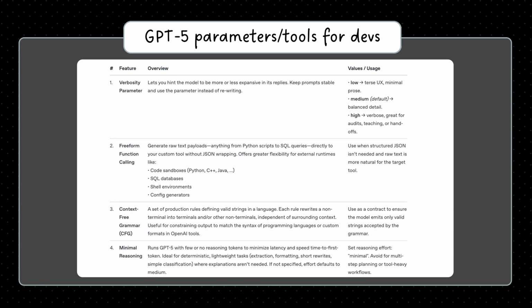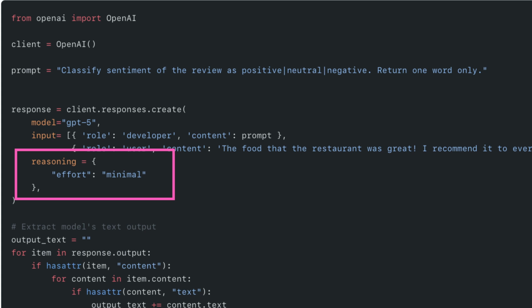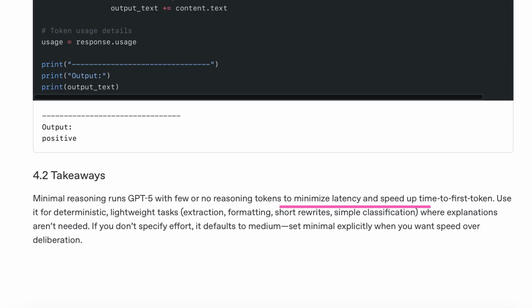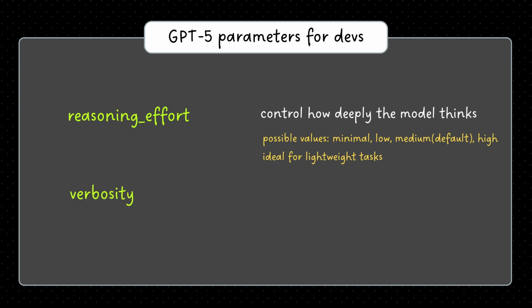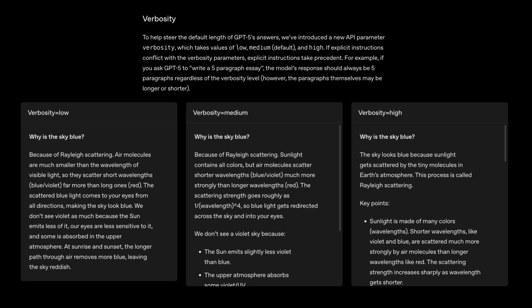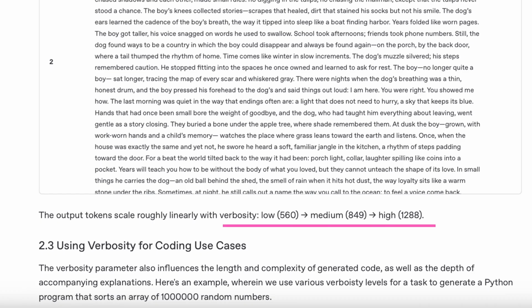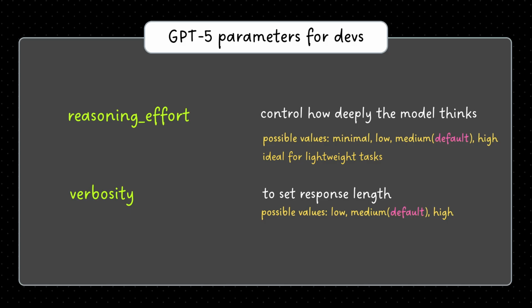For developers, GPT-5 introduces useful control parameters. The reasoning effort parameter lets you control how deeply the model thinks. When it's set to minimal, the model outputs few or no reasoning tokens to minimize latency, ideal for lightweight tasks where explanations aren't needed. There's also a verbosity parameter to set response length. High verbosity produces comprehensive outputs, useful for detailed documentation and production-ready code. Both parameters default to medium.